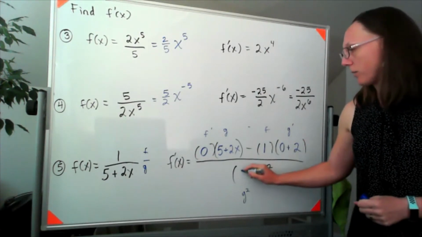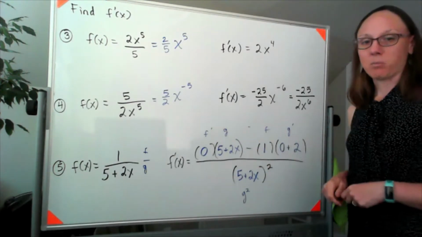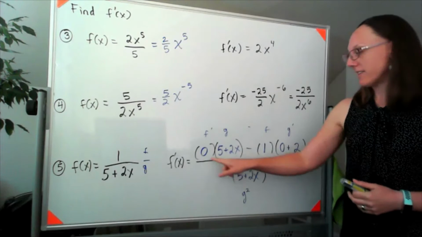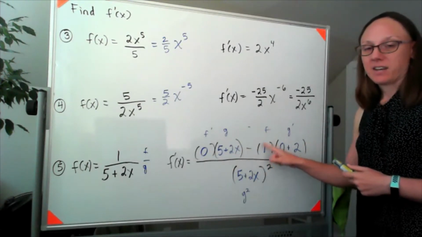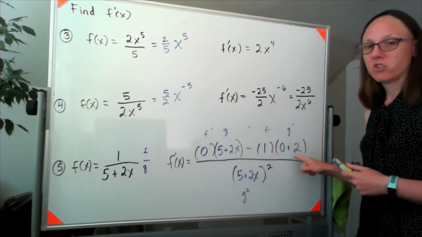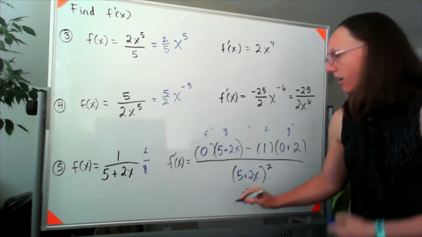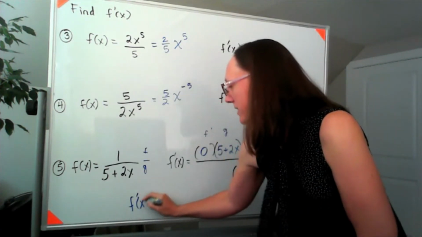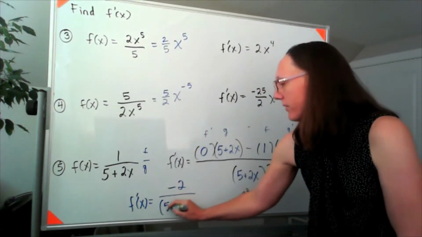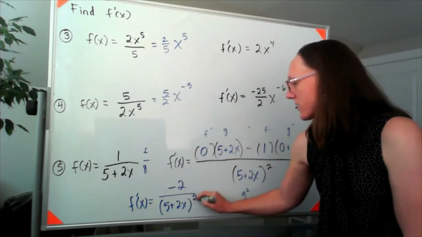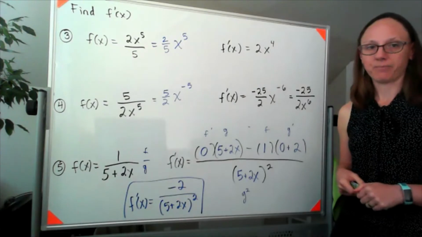And in the denominator, we will leave the g alone. We could decide to simplify this. Certainly over here, 0 times anything, that's going away. And this is going to end up being 1 times 2. So on the top, I've got 0 minus 2. I'll squeeze it in down here. So my f prime of x became -2. And then in the denominator, 5 plus 2x squared. And that would be my final answer there.